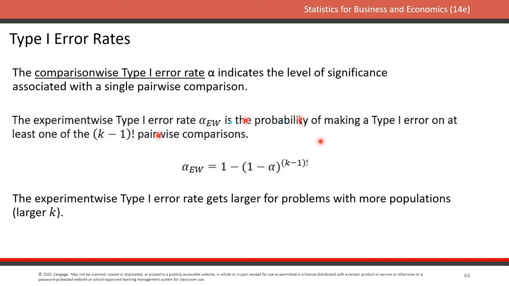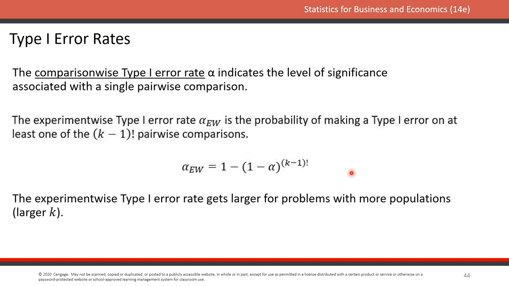So you can calculate what the type 1 error is on k-1 pairwise comparisons using this particular formula. You find your alpha rate for each of the individual tests, and then you can plug it into this formula, and it'll tell you what the experiment-wise type 1 error rate is. That is, what's the probability that anything made a type 1 error in your whole experiment? And this is really interesting and useful to know.